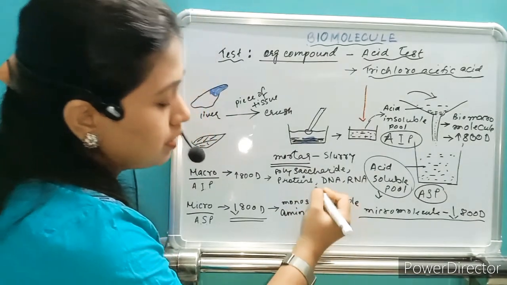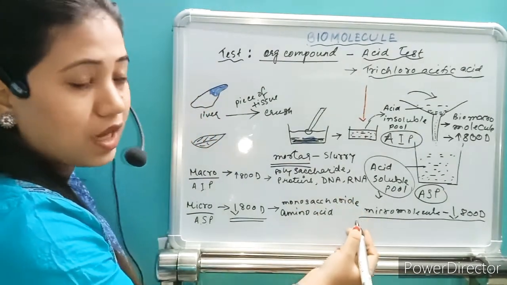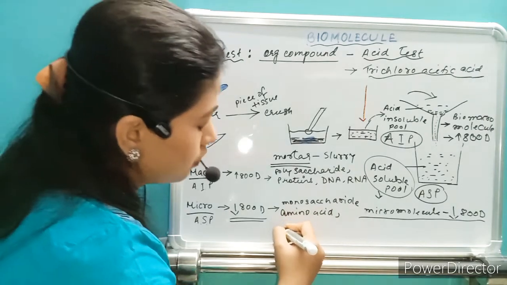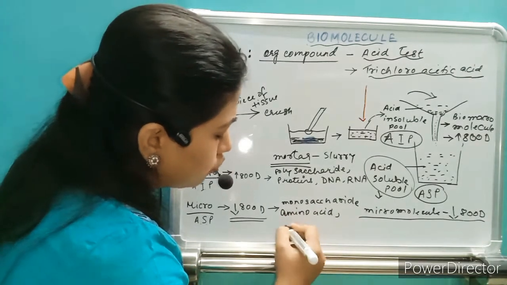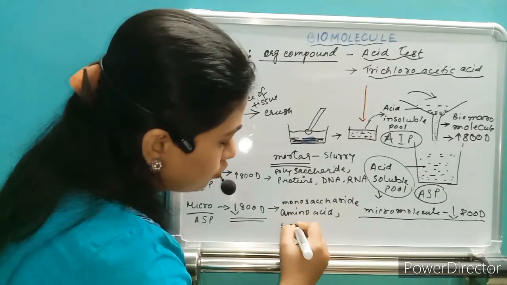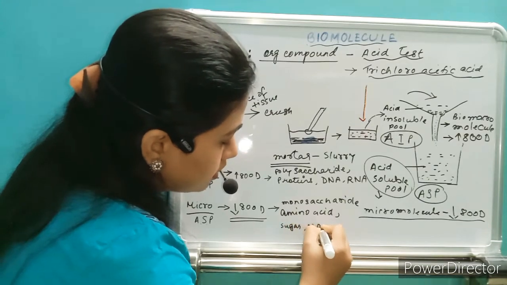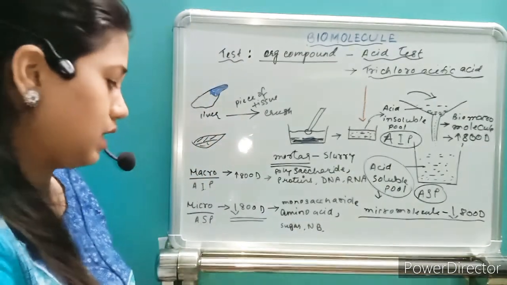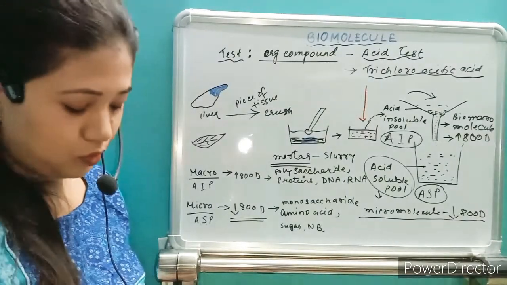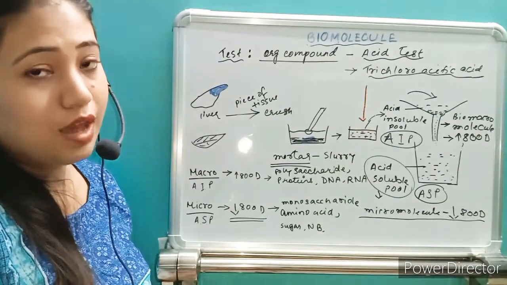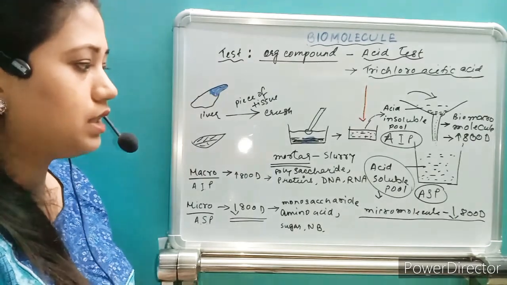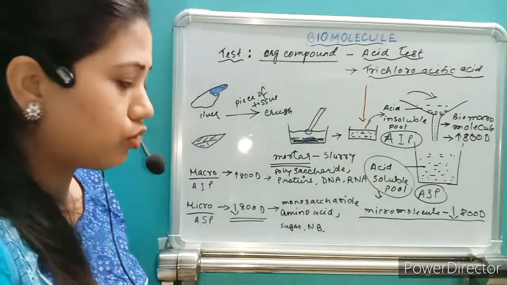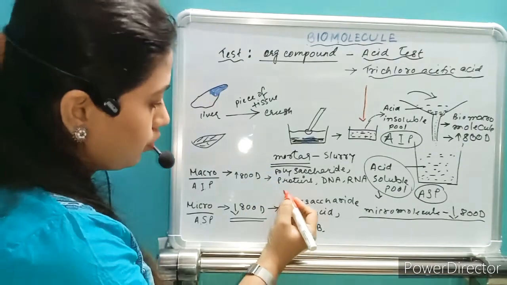Then after that, if you see the units of DNA and RNA, the monomers will be the pentose sugar and nitrogenous bases. These things will be there in the acid soluble pool. But here we have a very interesting thing, that we have one component, that is lipid.